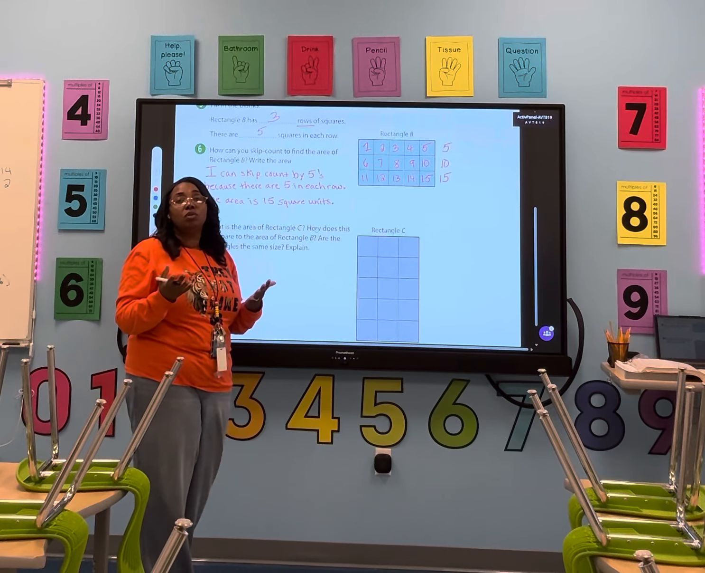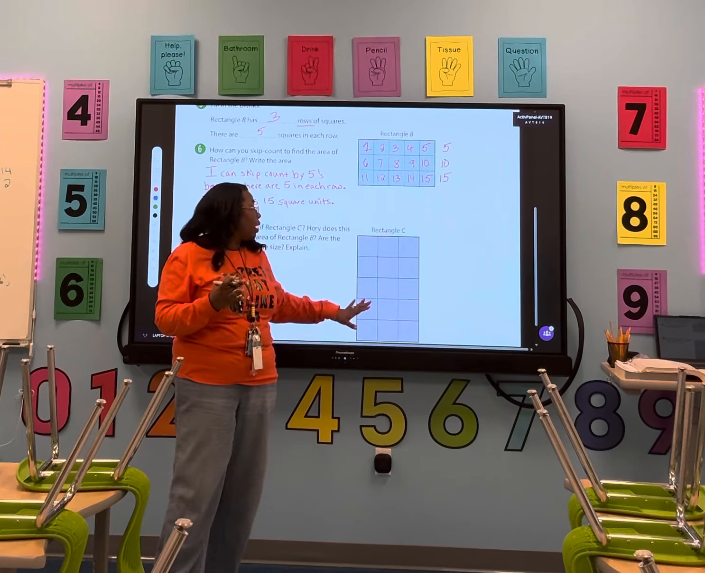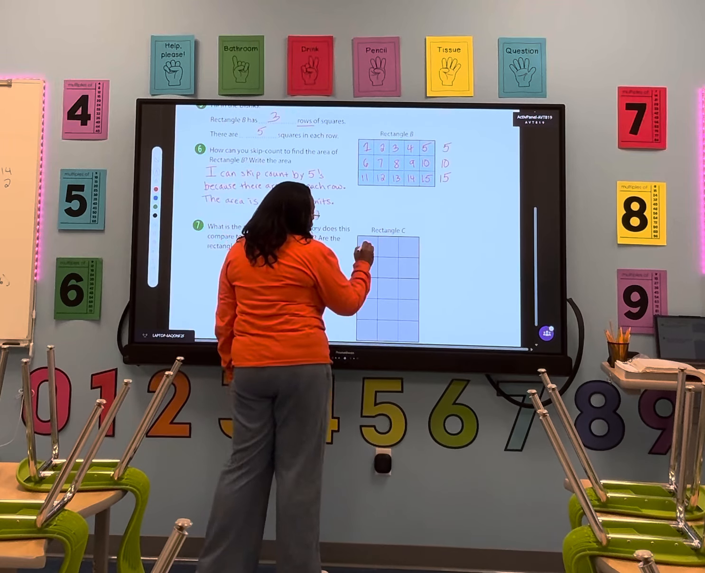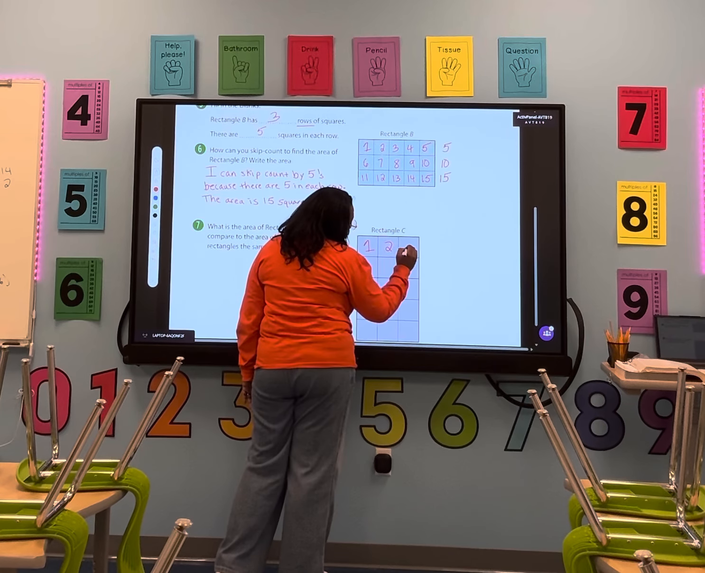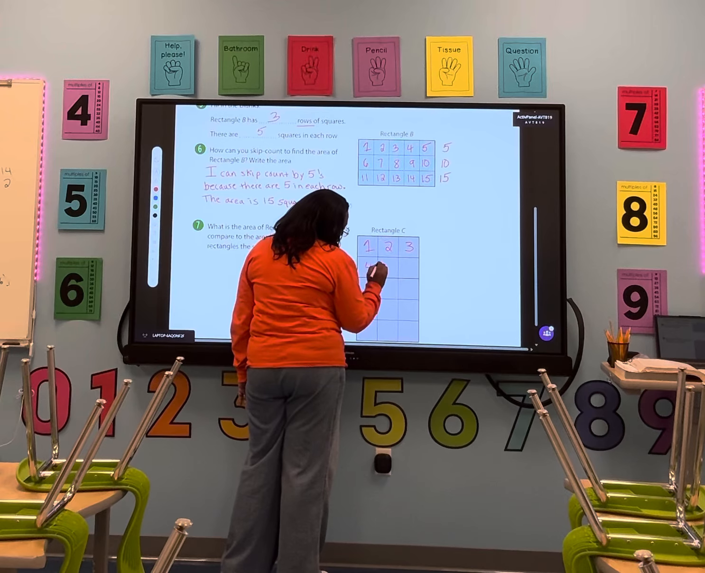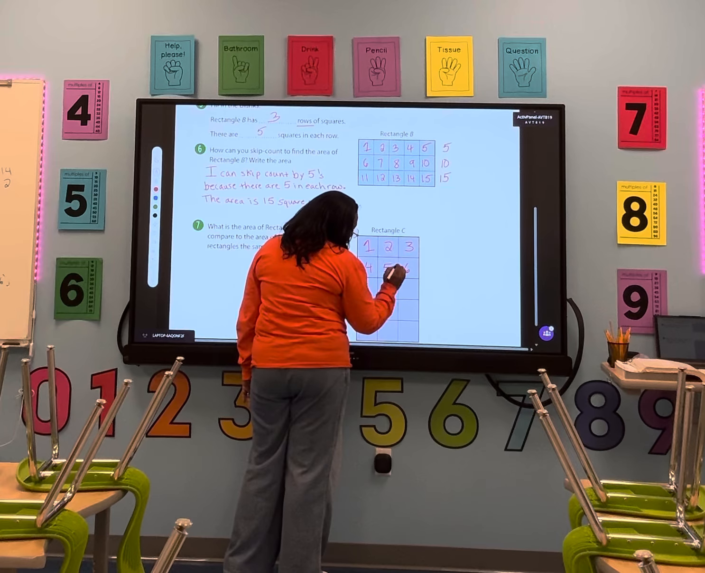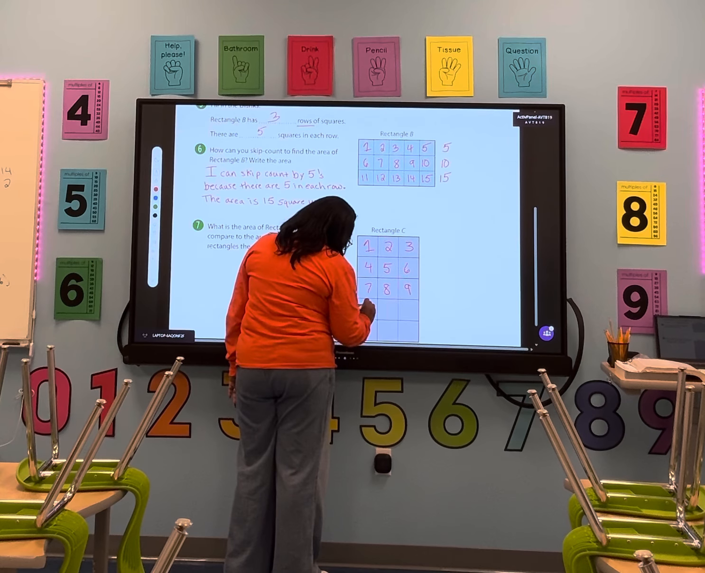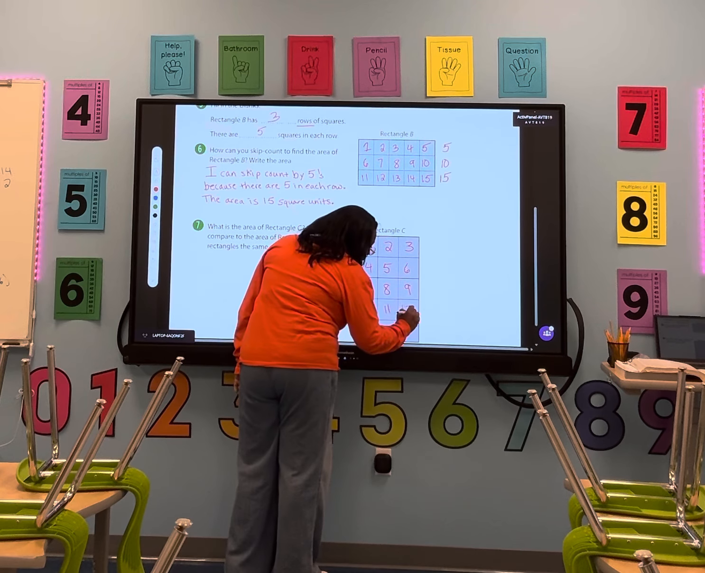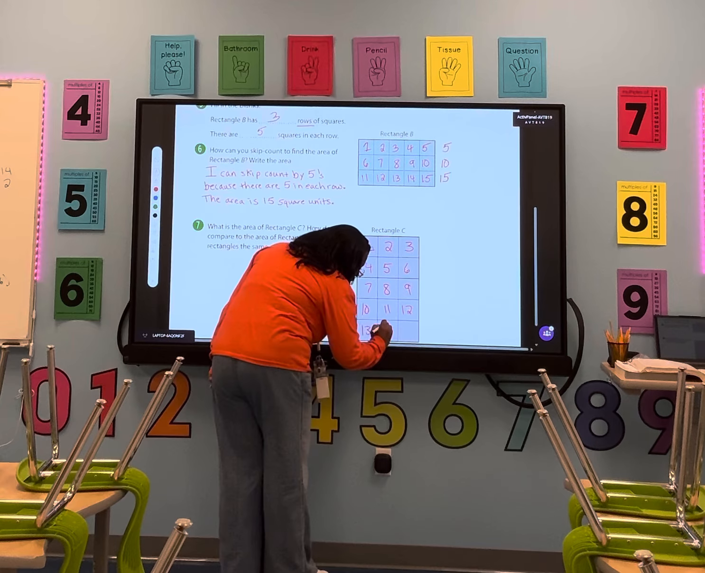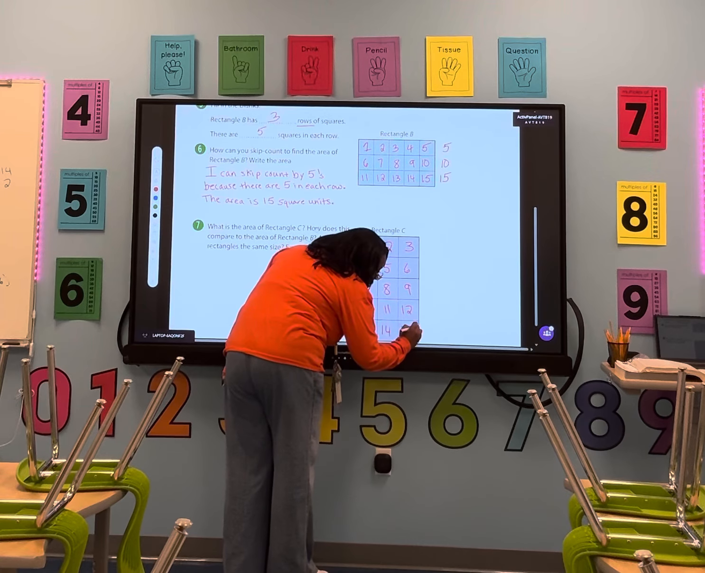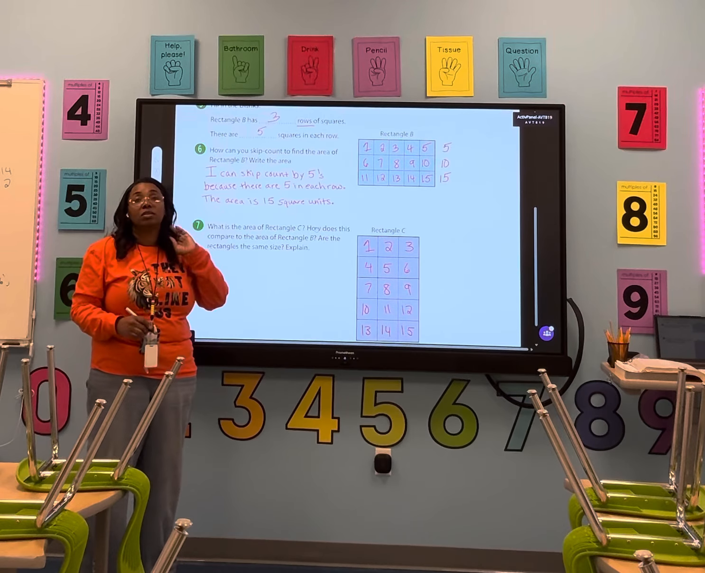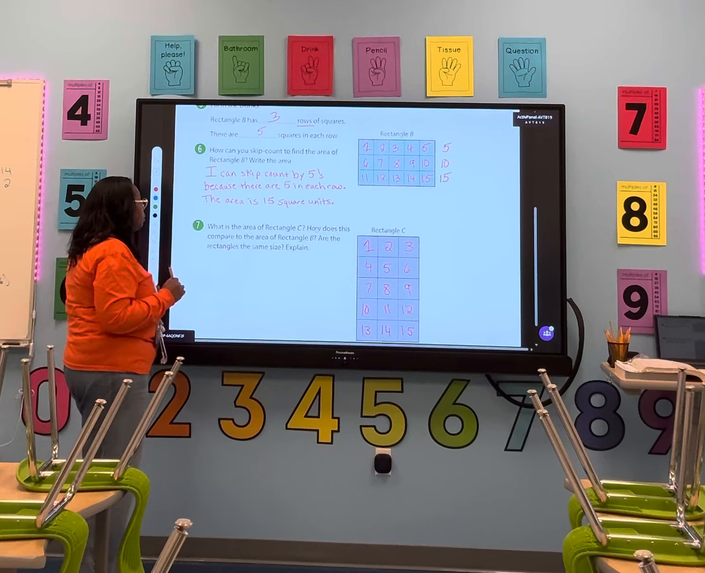So let's figure out the area. Remember, if we don't know, we count the blocks. So let's count our blocks, or our squares. So this is 1, 2, 3, 4, 5, 6, 7, 8, 9, 10, 11, 12, 13, 14, 15. So now we know that the area of rectangle C is 15. So that's what I'm going to put.